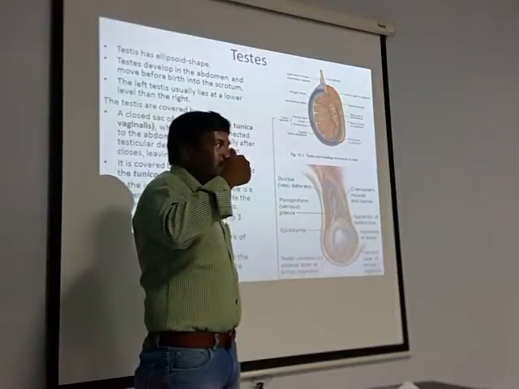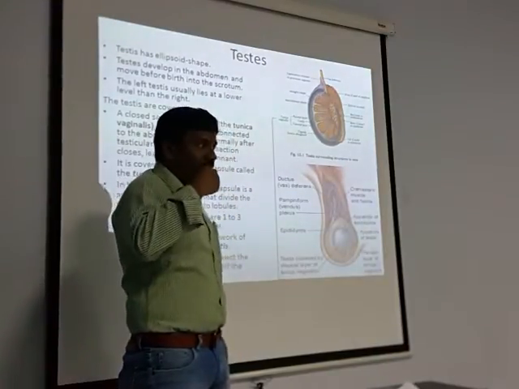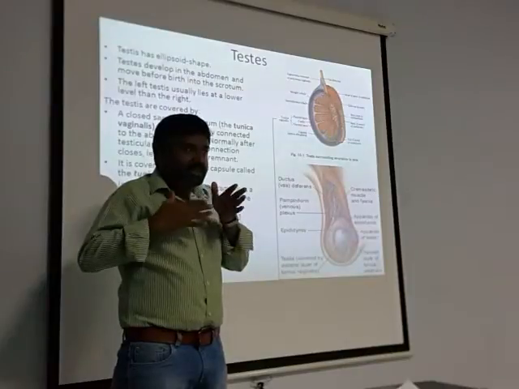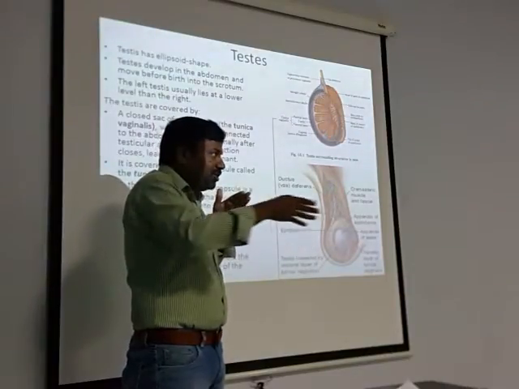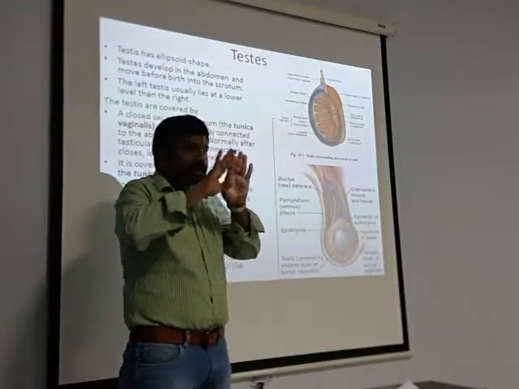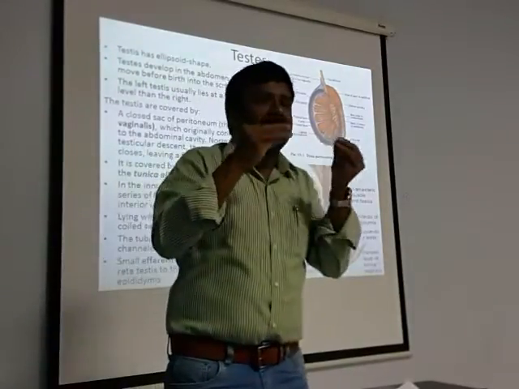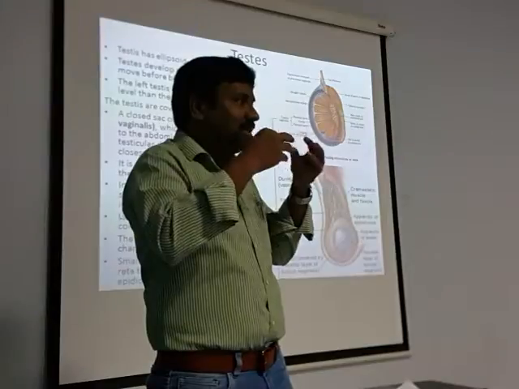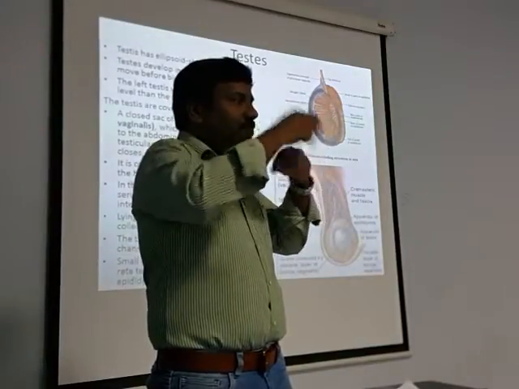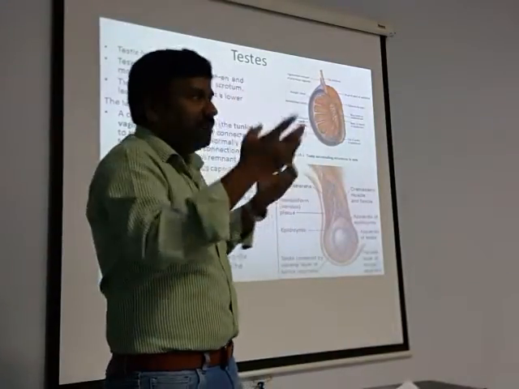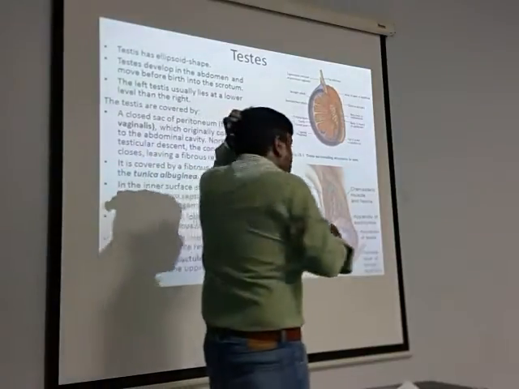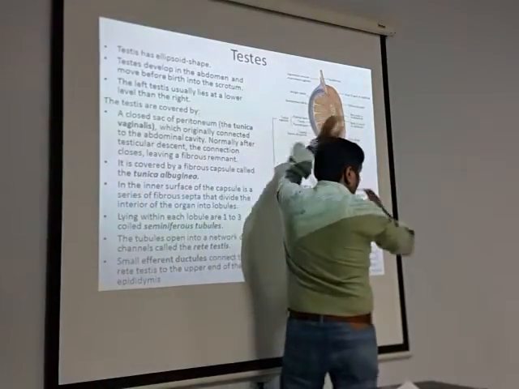So how are the coverings? Next to the tunica vaginalis, you have tunica albuginea, which is a connective tissue layer, which sends septa into the parenchyma of the testis, dividing it into lobules. Each lobule will have 1 to 3 seminiferous tubules or ducts, which form a coiled structure, where you have the production of sperms. Clear?